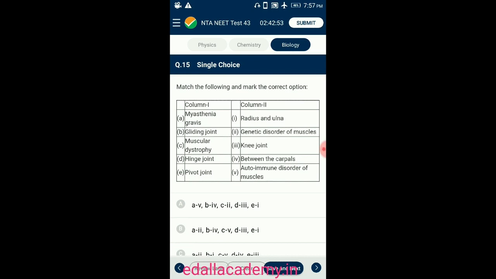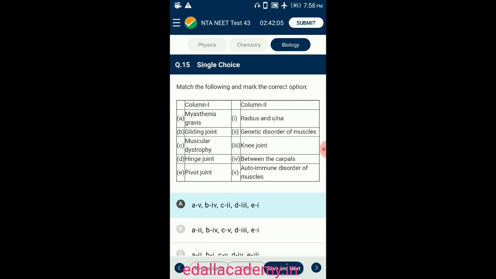Question number 15. Match the following and mark the correct option. Myasthenia gravis is an autoimmune disorder affecting the neuromuscular junction, whereas muscular dystrophy is a progressive degeneration of skeletal muscles due to a genetic disorder. The pivot joint is present between the atlas and axis. Cervical vertebrae are between radius and ulna of the forearm. Gliding joint is present between the carpals, whereas hinge joint is present in the knee. So the correct option is A.